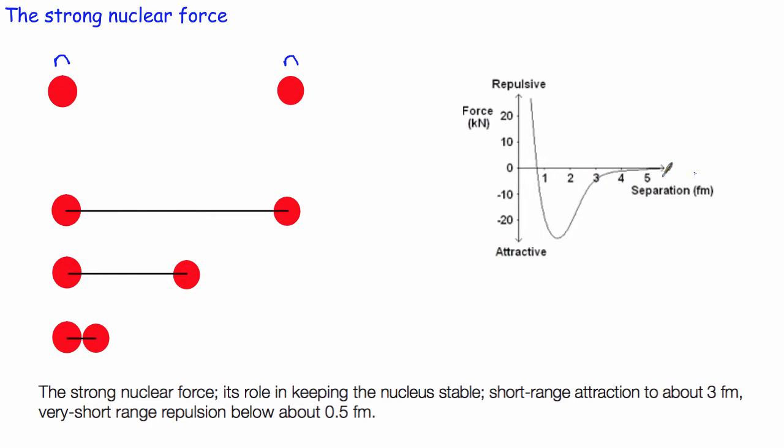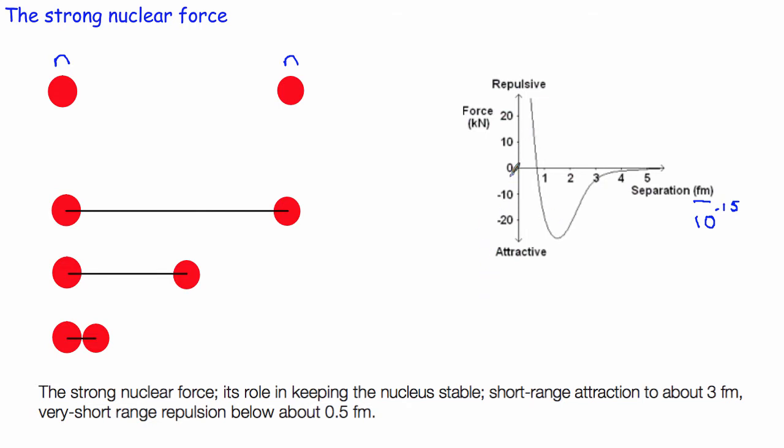Now this graph has got a couple of bits that we need to have a look at before we can actually plot it. The first thing we're looking at is the separation. The scale for this axis is given in femtometers. Now femto basically means 10 to the minus 15 meters. So that's the first thing. We're looking at incredibly small distances, from about 5 femtometers downwards.